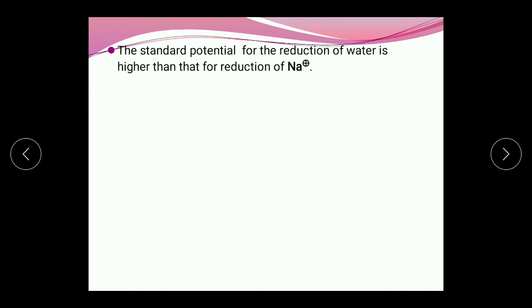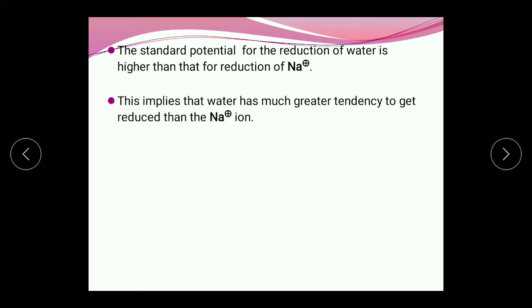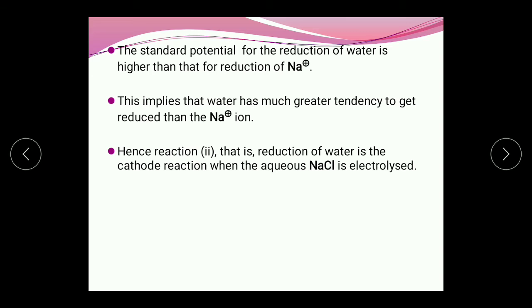Hence, the probability of reduction of water is more in this case. That means water has a much greater tendency to get reduced than Na+ ions. Hence, the second reaction, 2H2O plus 2 electrons gives H2 gas plus 2OH- ions. Reaction 2, the reduction of water, is the cathode reaction when aqueous NaCl is electrolyzed.